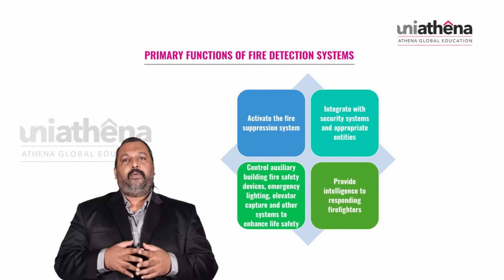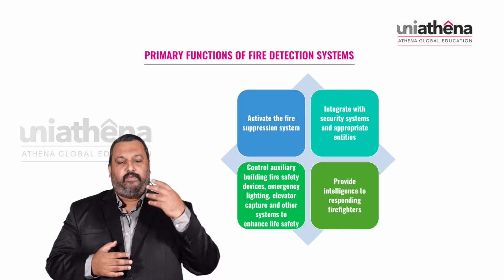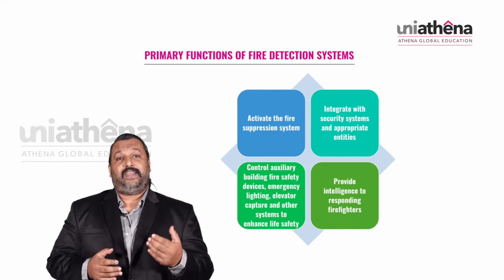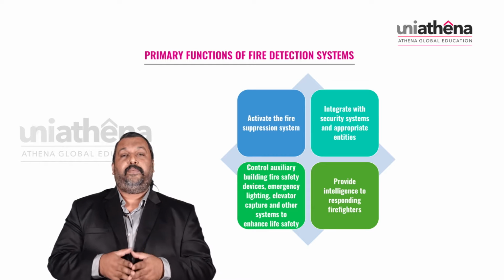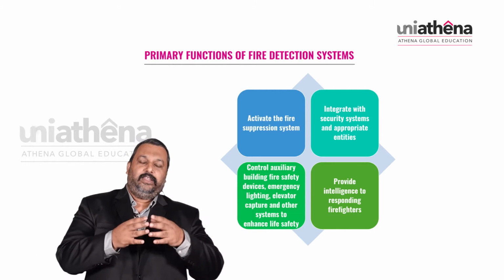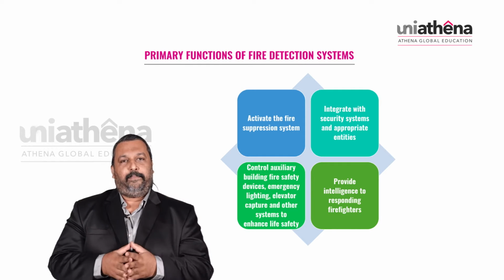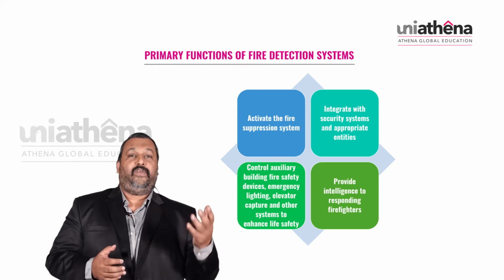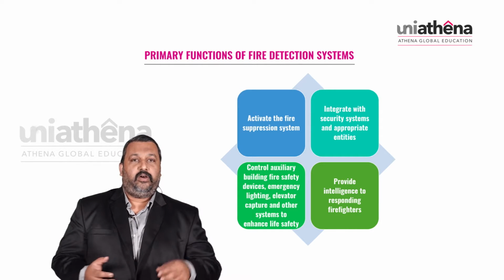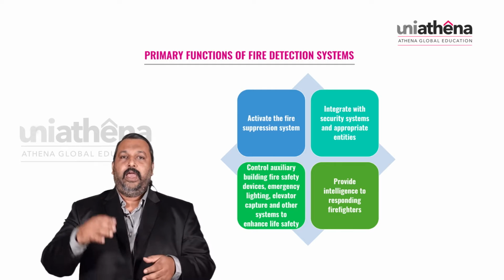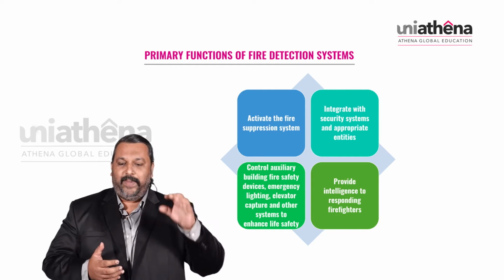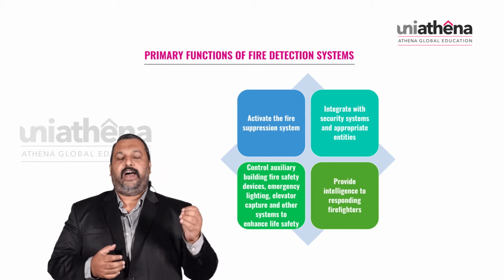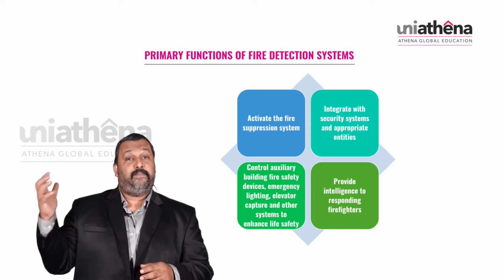Now, speaking about the primary functions of a fire alarm system, as the name suggests, the main purpose is to activate the fire suppression system. That is, there has to be a system in which, if a fire happens, there will be a suppression system, using a fire extinguisher or a sprinkler or whatever the method may be. So the main purpose of a fire detection system is to activate the fire suppression system.